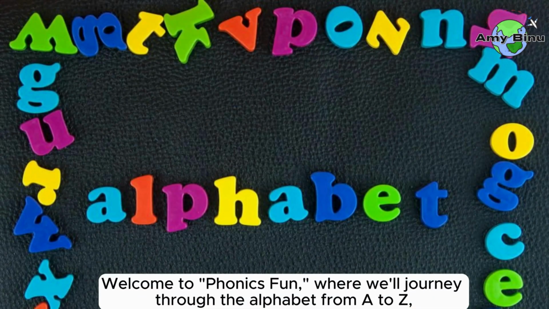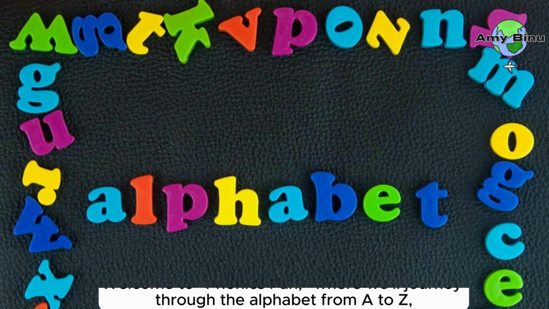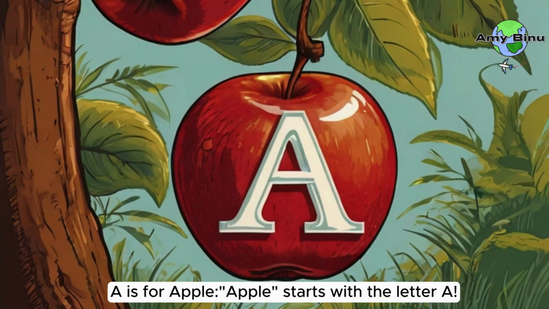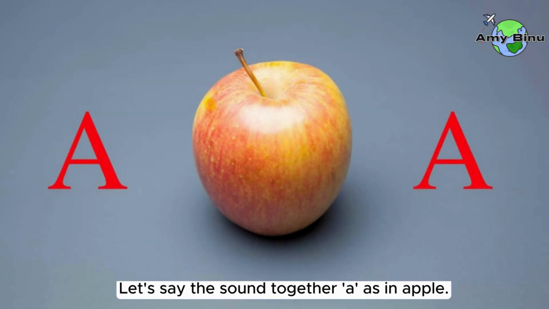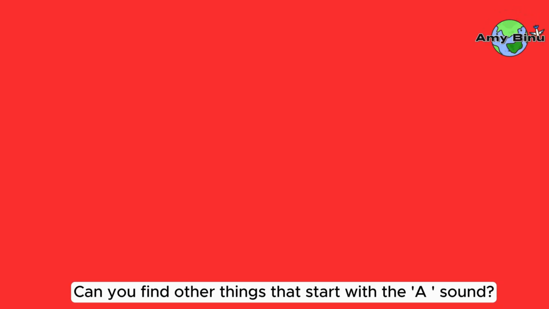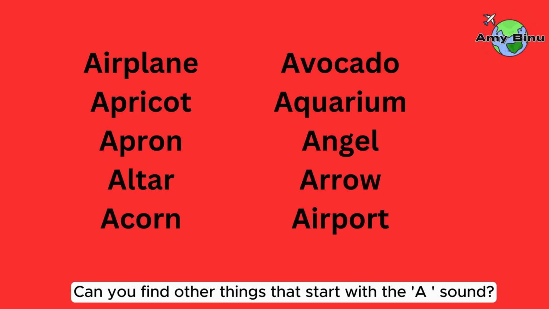Welcome to Phonics Fun, where we'll journey through the alphabet from A to Z, discovering the sounds each letter makes and learning words that start with each letter. A is for apple. Apple starts with the letter A. Let's say the sound together, A as in apple. Can you find other things that start with the A sound?